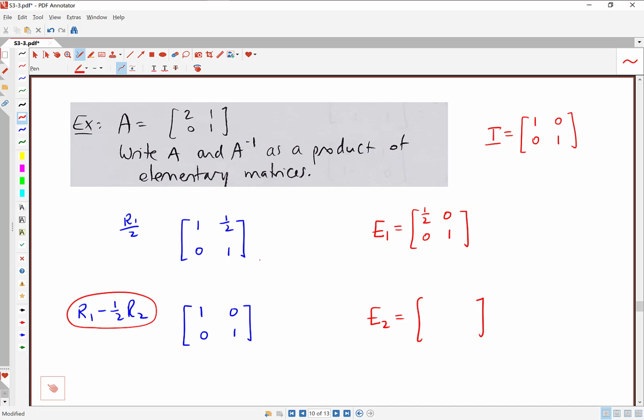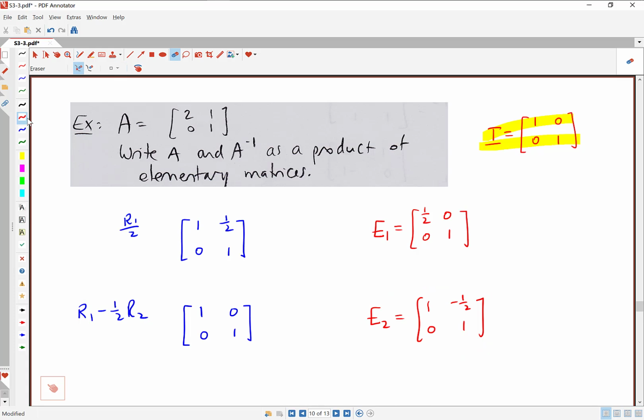So ignore what happened in the first step. We're just encoding this single row operation. So start with the identity matrix every single time. Start with the identity matrix and just think about what is that going to look like if we do the operation row 1 minus half row 2 on the identity matrix. It would look like 1 minus 1/2, 0, 1. So this matrix E2 encodes doing this operation here.